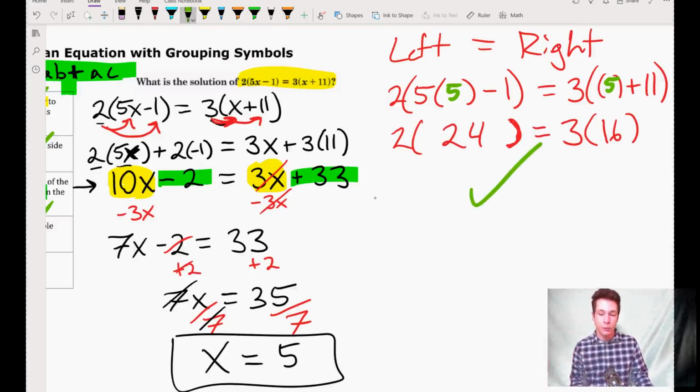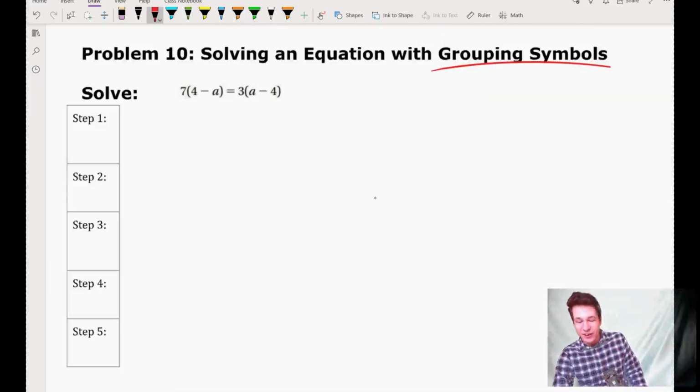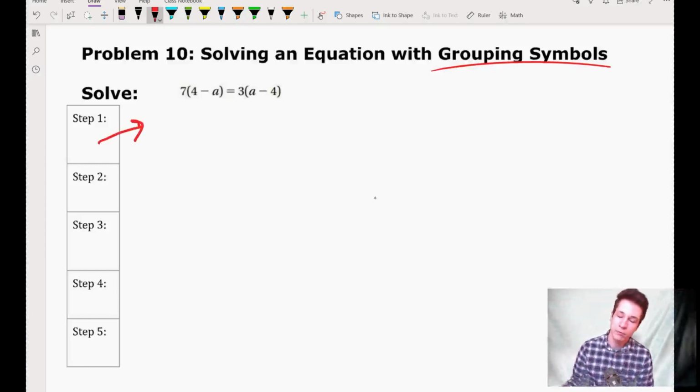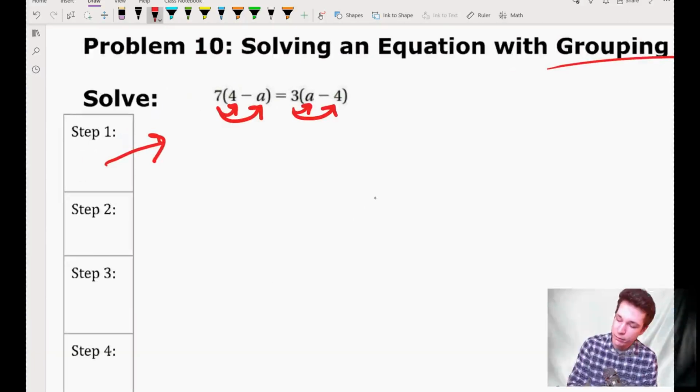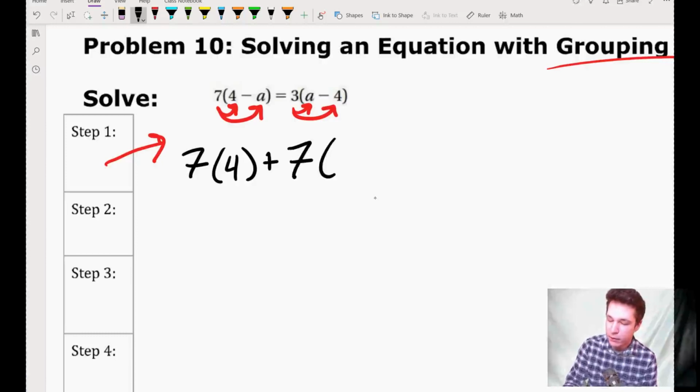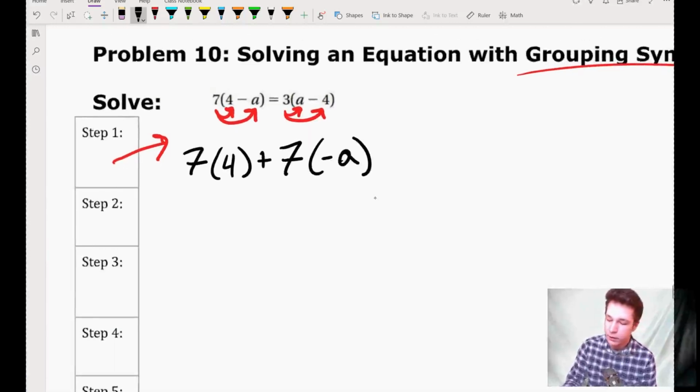Let's do some more. Problem 10. We need to get rid of these parentheses to even start solving this equation. That's step 1, get rid of parentheses. To do that, we need the distributive property, which tells us that we need to multiply the insides of these parentheses terms by the coefficient on the outside. So on the left, we have the 7 on the outside, so it'll be 7 times 4 plus 7 times negative a. And that's equal to, let's skip some parts here.